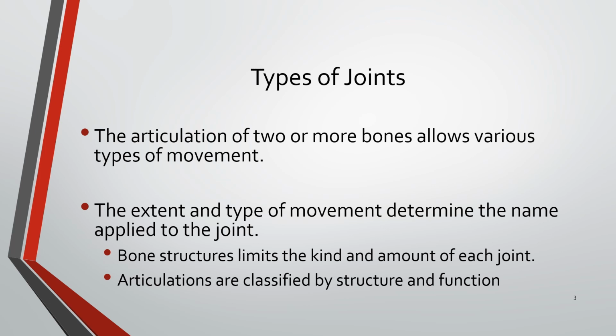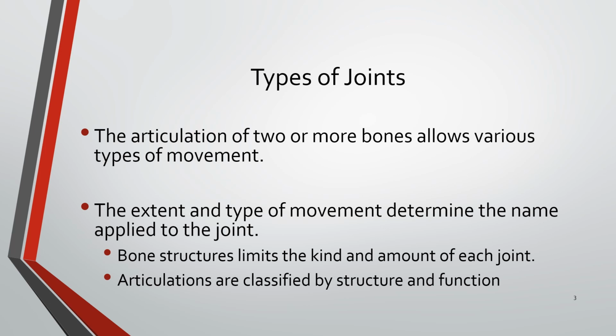In terms of the types of joints that we have, the articulation of 2 or more bones allows us to have various types of movement. We can classify our joints based on their structural arrangement and also based on their function and what types of movements are allowed at that particular joint. Our understanding of how the joints work and how different movements occur will be really important when we get into studying the different muscles and the joints that each of those particular muscles will cross.